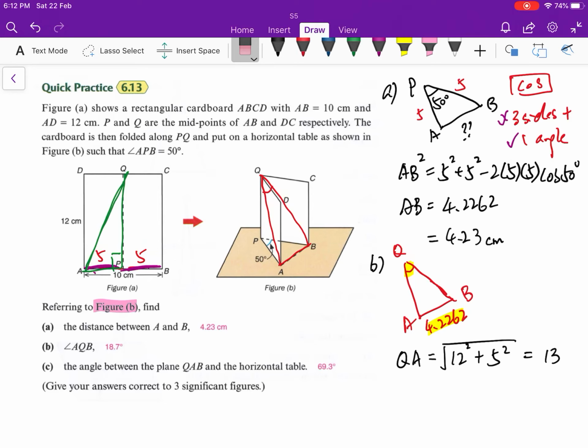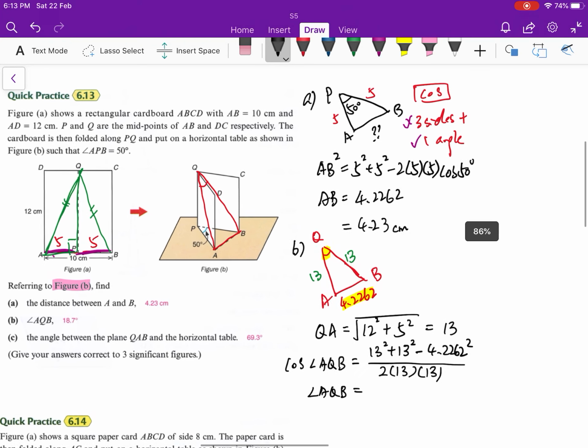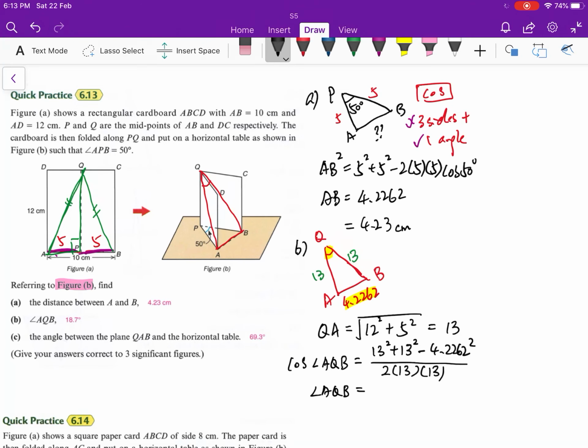Now we have found QA. Actually QA and QB are the same because they are at the midpoint. Of course, these two are the same, so we can write it down: 13, 13. Again, 3 sides, 1 angle, cosine formula. So let's start. Cosine of angle AQB equals 13 squared plus 13 squared minus 4.2262 squared, divided by 2 times 13 times 13. So we get the angle AQB. Again, one more time.